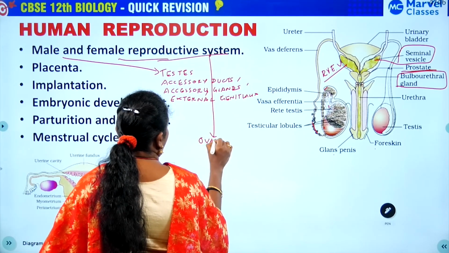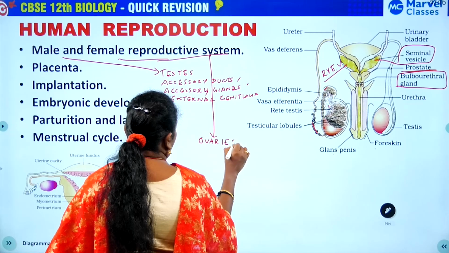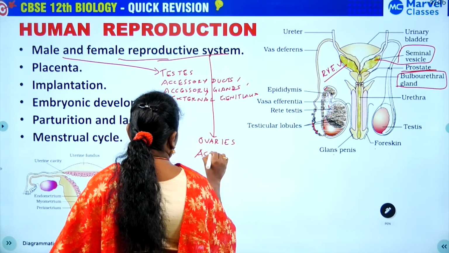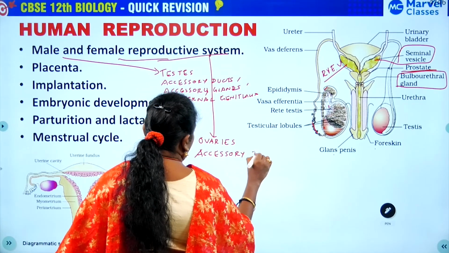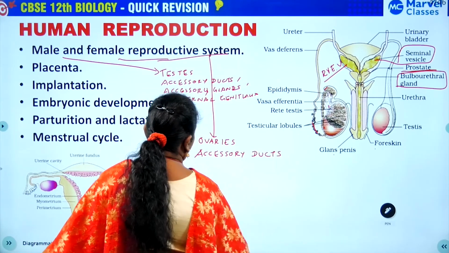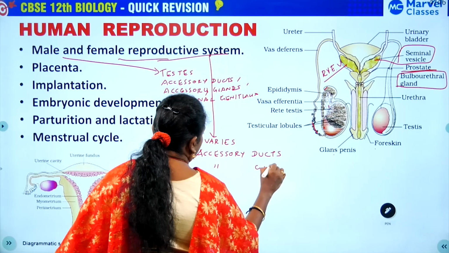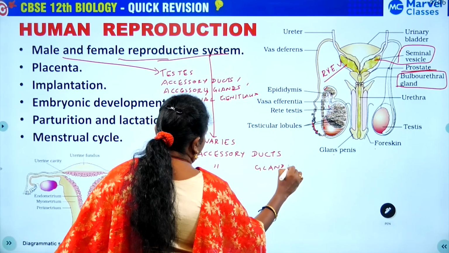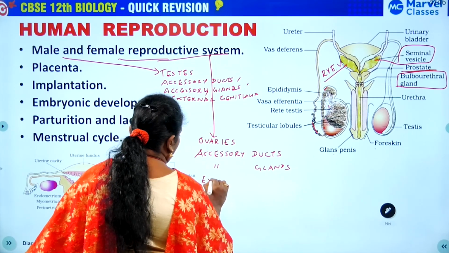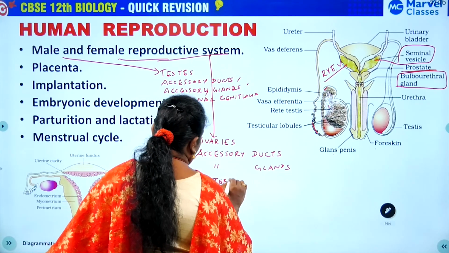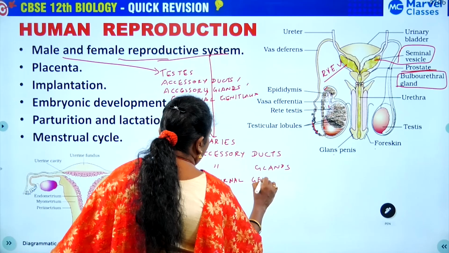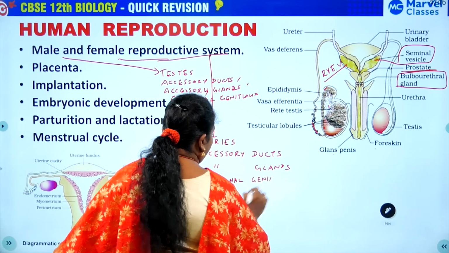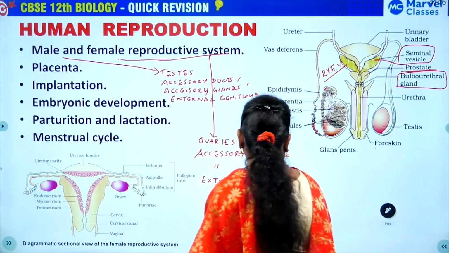ovaries, then you can talk about the accessory ducts. So what are the accessory ducts here? And similarly the accessory glands and the external genitalia. So if you are going to present your paper like this, then definitely it's really going to be a success. It will definitely give you more marks.